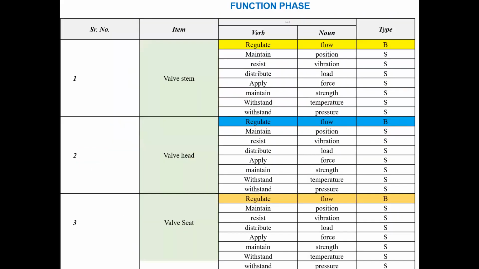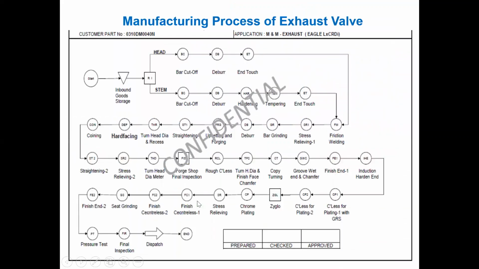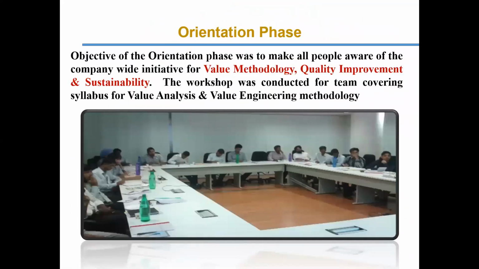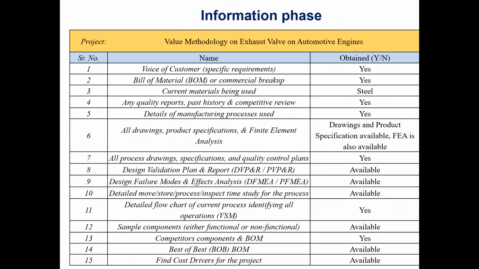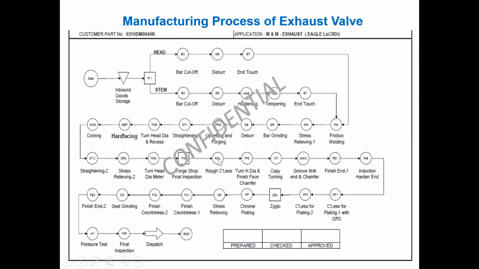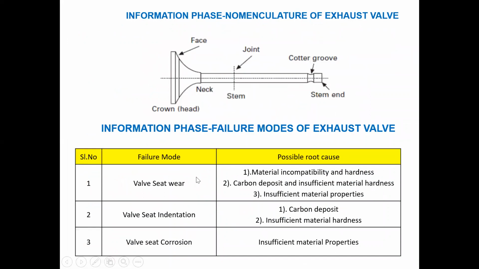So here, I did not go in depth. Maybe I can go in depth. The first is the orientation phase. Next is the information phase where we collect all the information. With respect to all the details, you need to collect step by step, and also you need to understand the manufacturing process. And then, if possible, you should also get some failure modes.